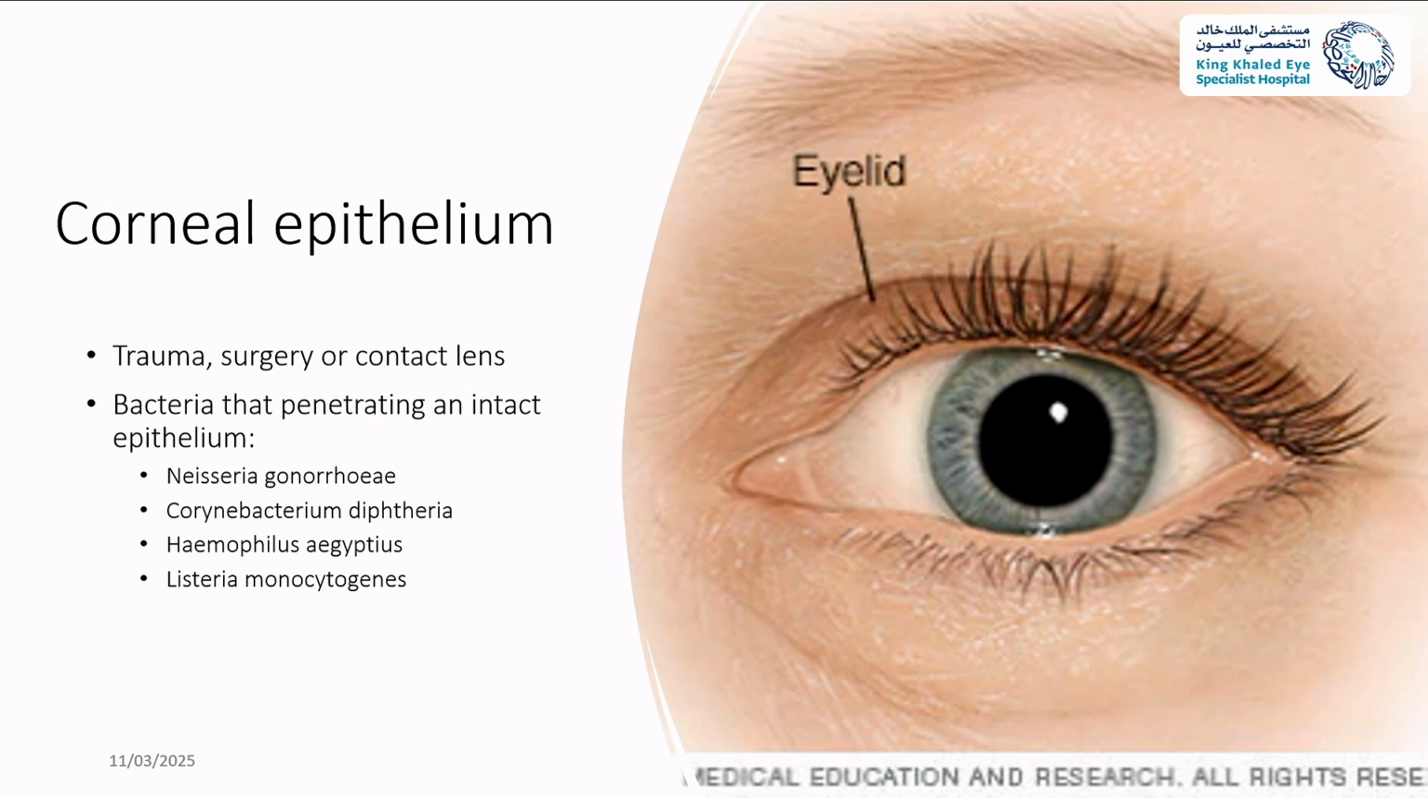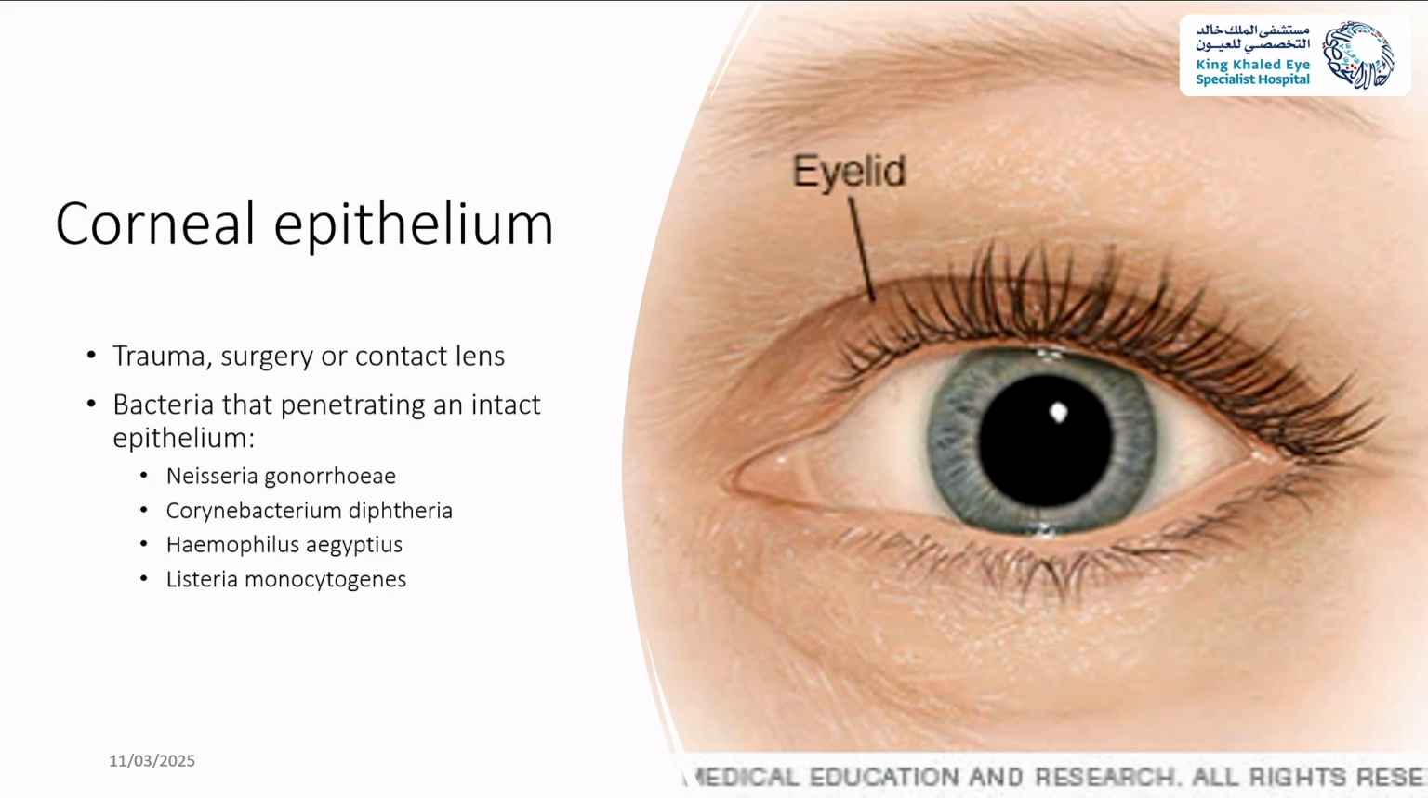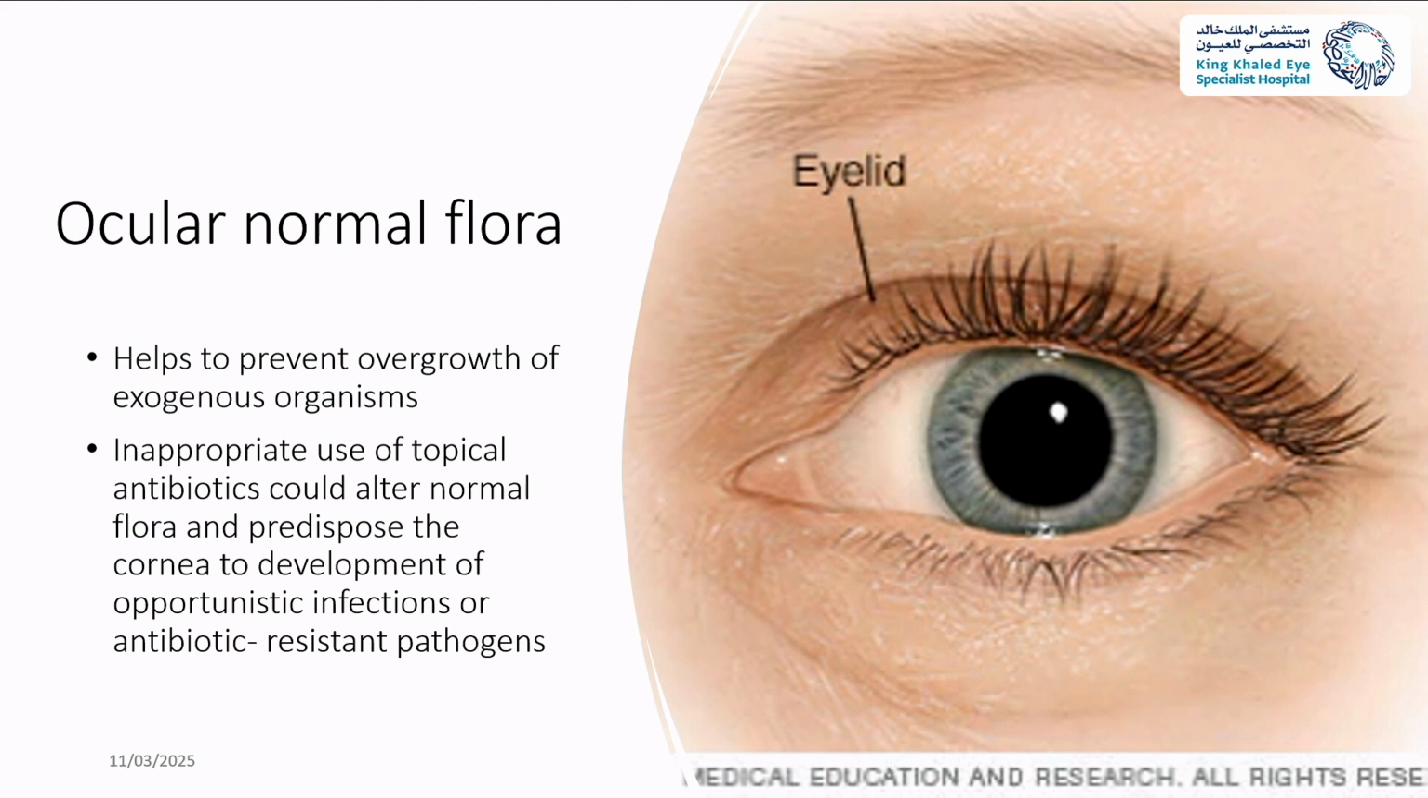The third one is the corneal epithelium. We all know the importance of the epithelium, and it is the main mechanism for the cornea to protect itself. So any trauma, surgery, or contact lens will cause a problem in the epithelium and will lead to infection if left without protection or antimicrobial treatment. Some bacteria, we know, penetrate the intact epithelium, like Neisseria gonorrhoeae, Corynebacterium diphtheriae, Haemophilus, and Listeria. So in case of no abnormality, we should ask ourselves whether these bacteria can affect the eye even with an intact epithelium.